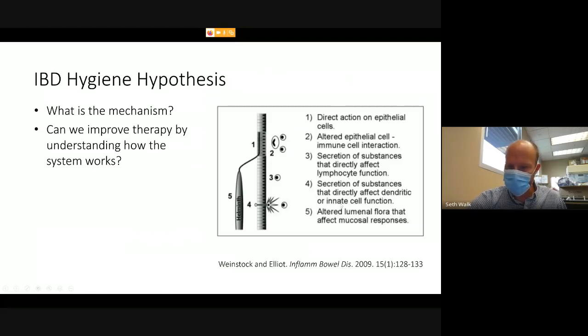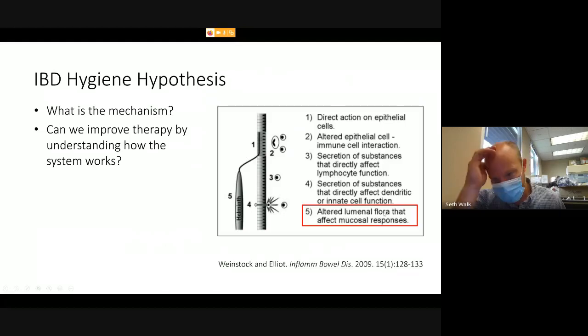I just want to draw your attention to one of the ones that our lab is interested in, and that is whether or not these helminths actually interact with the bacteria that live in our gut. That's what they call the flora. This was the term given to the gut microbiome back in probably the 60s or 70s, but today we call this luminal flora the microbiome.